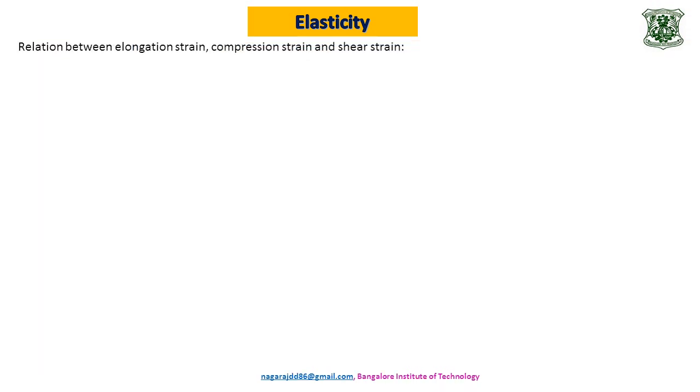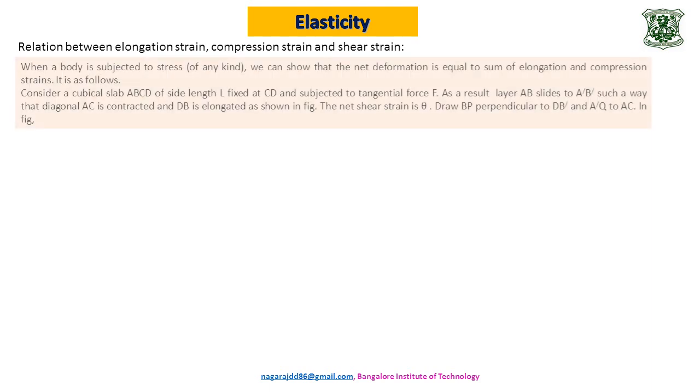Now comes the first derivation of this chapter, that is the relation between elongation strain, compression strain and shear strain. See, when a body is subjected to stress of any kind, either longitudinal stress or tangential stress or normal stress, certainly there will be some deformation. So we can show that this deformation is equal to the sum of elongation and compression strains. That means the deformation produced due to stress is the combined effect of elongation and compression strains. And the derivation goes like this.